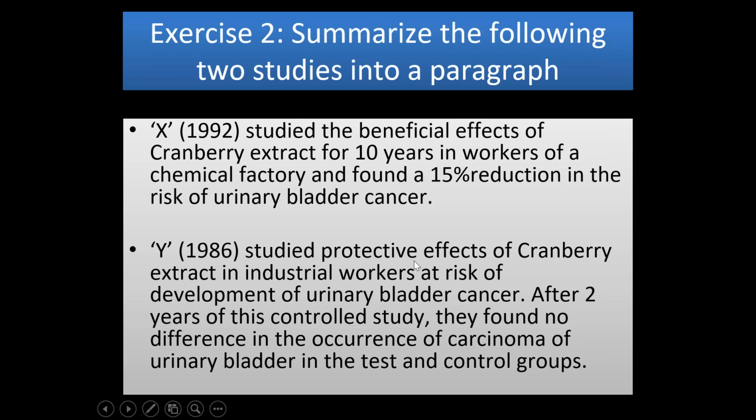You can also combine two paragraphs when you want to write the review. You can compare two studies with different outcomes. X in 1992 studied the beneficial effects of cranberry extract for 10 years in workers of a chemical factory and found a 15% reduction in the risk of urinary bladder cancer. In another study before that, in 1986, Y studied the protective effects of cranberry extract in industrial workers at risk of developing bladder cancer, and after 2 years they did not find any difference in the occurrence of bladder cancer.